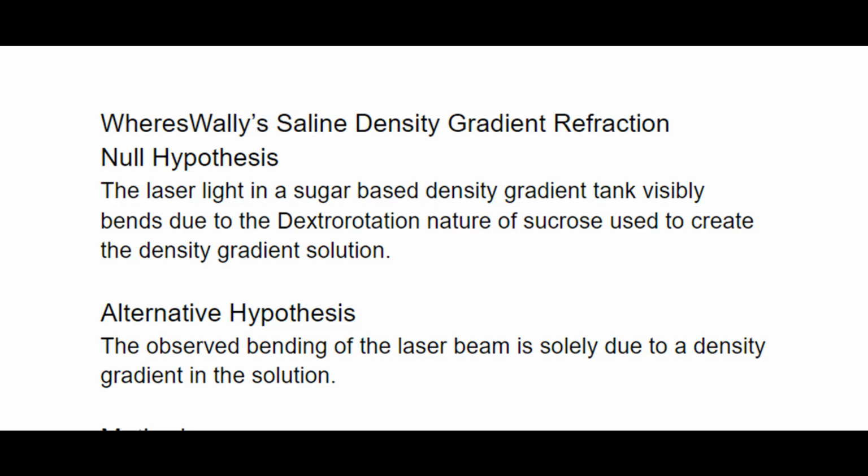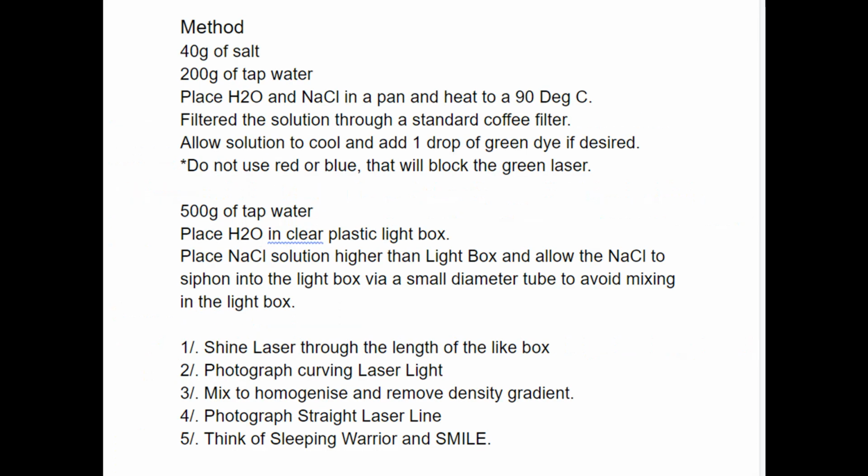Okay, so your null hypothesis and your alternative hypothesis. The null hypothesis is that the laser light in a sugar-based density gradient tank visibly bends due to the dextrorotation nature of the sucrose used in the density gradient solution. The alternative hypothesis is that the observed bending of the laser light is solely due to the density gradient of the solution, not the rotation. Do a video and tell me how I'm wrong.